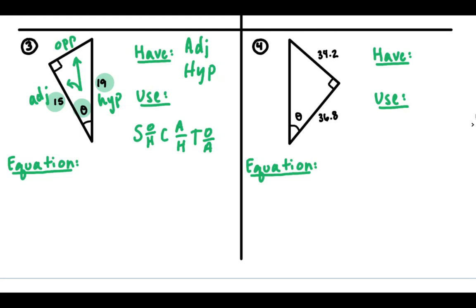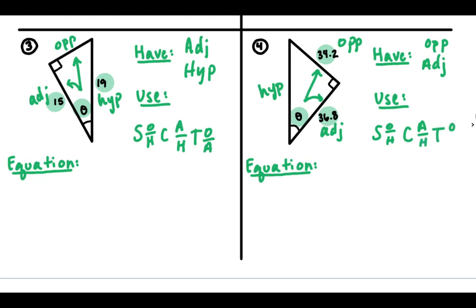And finally, let's label this triangle for theta. So theta is here. Let's find our hypotenuse. Our blank side is the hypotenuse, across from the 90. Then we go across from theta. So 34.2 is our opposite. And that leaves 36.8 to be the adjacent. So which sides do we have? We have 34.2 and we have 36.8. So we've got opposite and adjacent. So now ask yourself, which trig ratio involves opposite and adjacent? And use SOHCAHTOA to help you.